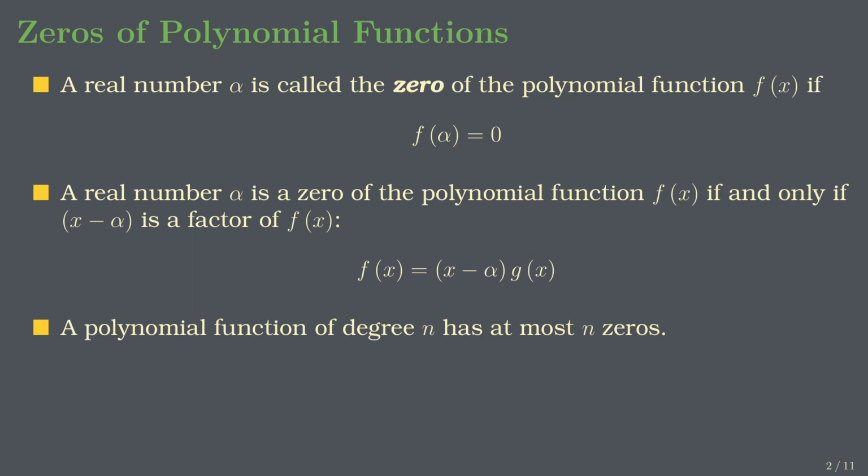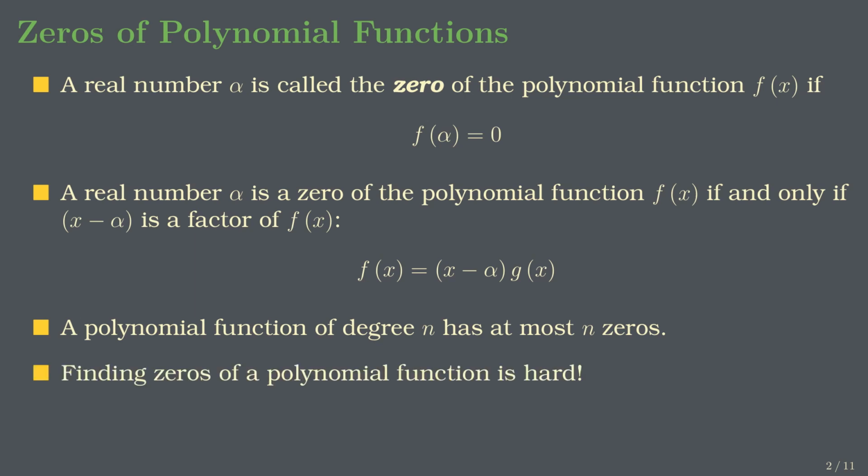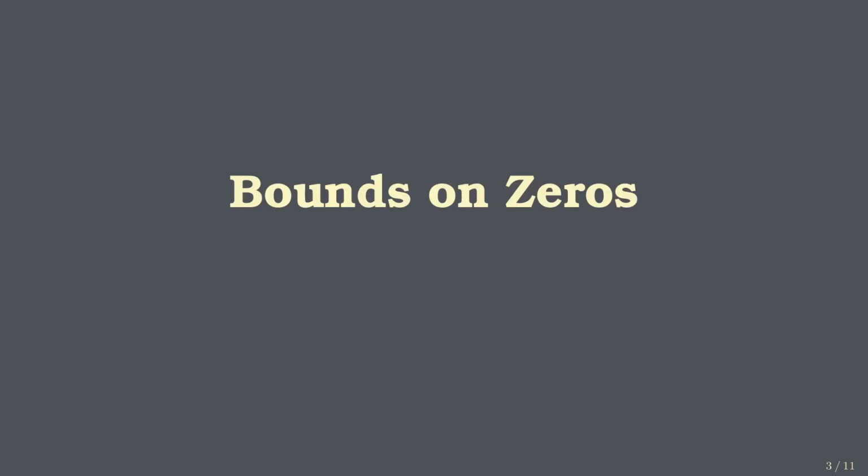A very important thing that we need to know about polynomial functions is their zeros. But finding zeros of a polynomial function is extremely complicated. However, in some specific situations, we might have various techniques to determine the zeros of some typical polynomial functions. So first of all, we discuss bounds on zeros.